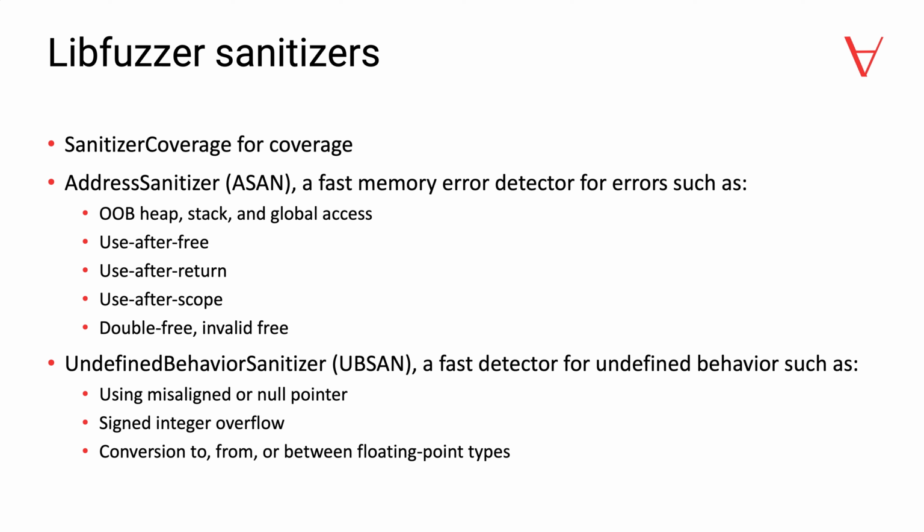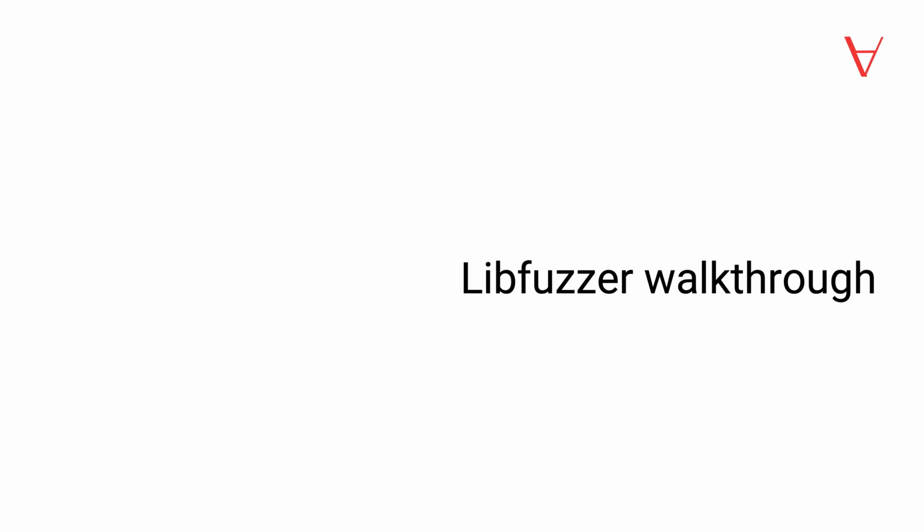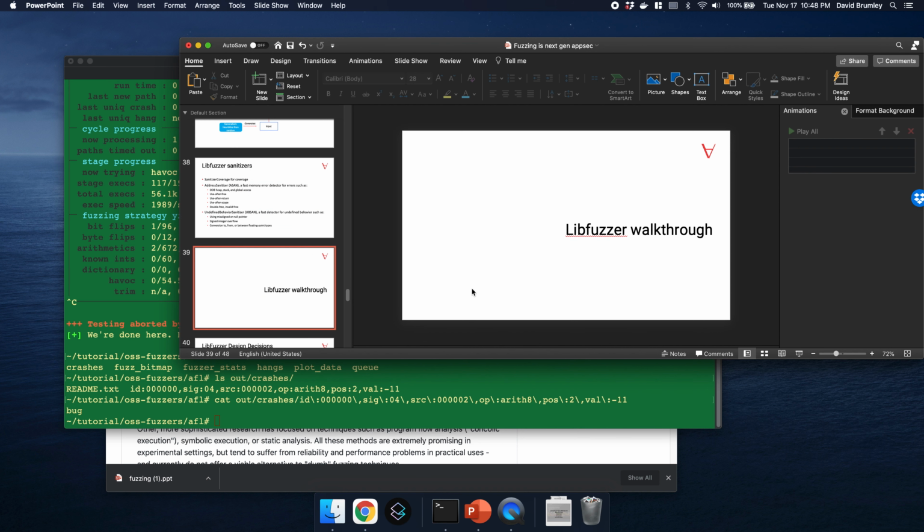Now, ASAN is a fast memory error detector for things like out-of-bound heap, stack, and global accesses, use after free, use after return, use after scope, double free, invalid frees, kind of what you would think of as your classic memory safety problems. But you can also use other sanitizers, such as undefined behavior sanitizer, which is a fast detector for things like using misaligned or null pointers, signed integer overflow, or division by zero, which is really undefined behavior in the standard, or conversion to or between floating point types. And so by compiling in different sanitizers, you can find different types of bugs, often at a finer granularity than AFL.